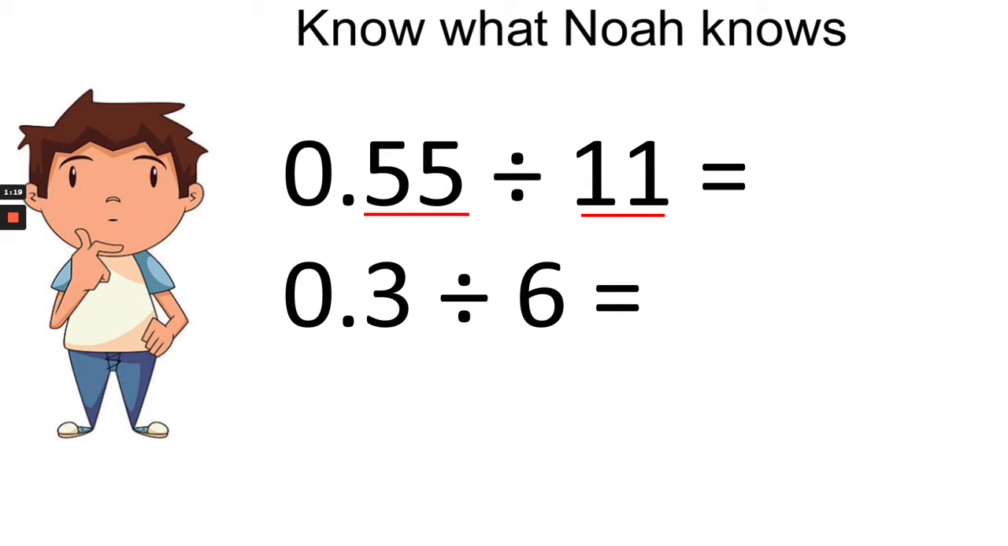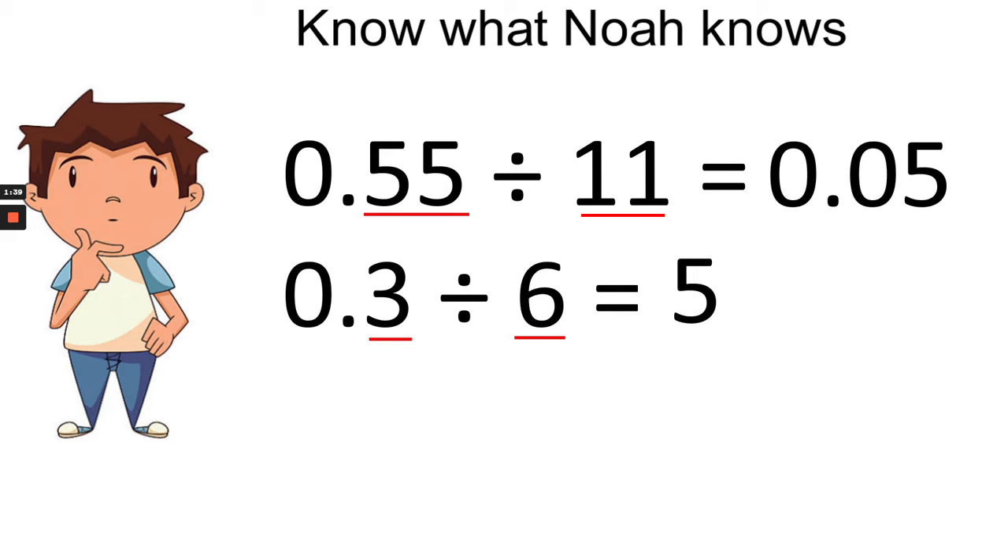I'm going to use the related fact. 55 divided by 11 is equal to 5, but 0.55 is 100 times smaller, so I'll make my answer 100 times smaller, 0.05. Moving on now to my related fact of 30 divided by 6, which is also equal to 5. But 0.3 is 100 times smaller, so my answer becomes 100 times smaller, 0.05. Great job if you got those, Year 6.